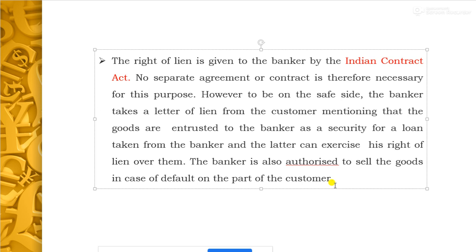But to be on the safe side, usually the banker will be collecting or taking a letter from the customer. And what is the content of the letter? The letter will be mentioning that the goods are being entrusted to the banker or handed over to the banker as a security for a loan, and the banker is in a position to exercise the right of lien. Now, the banker is also authorized to sell the goods in case there is any default on the part of the customer.